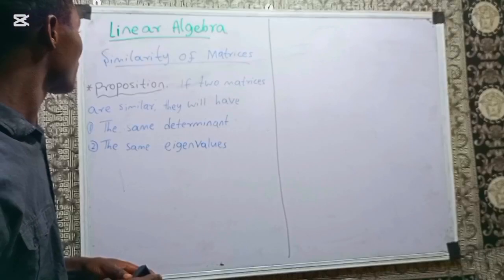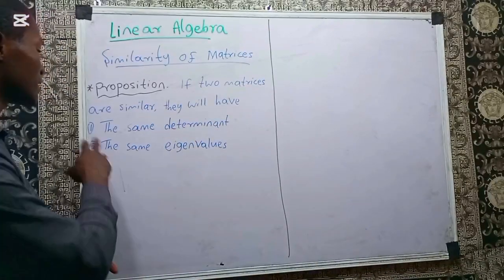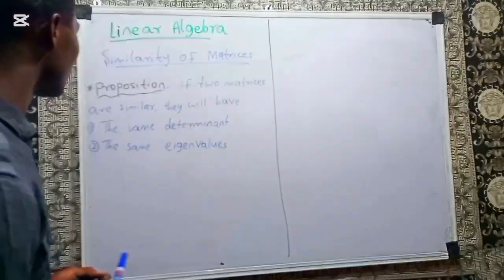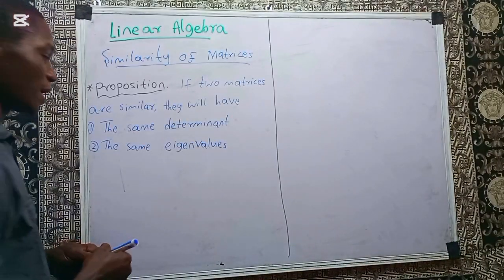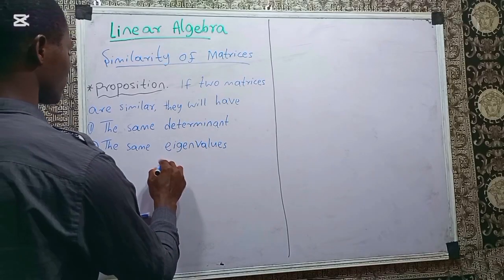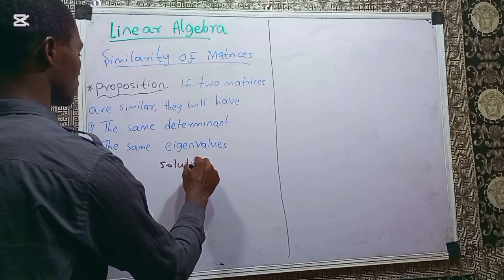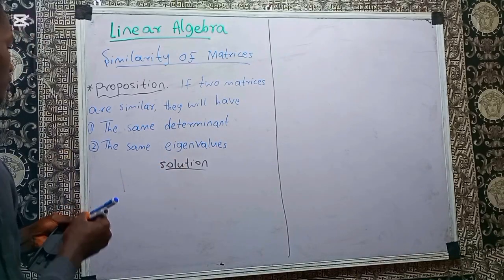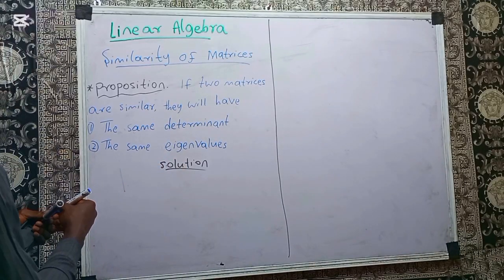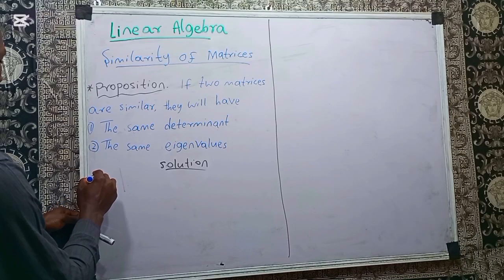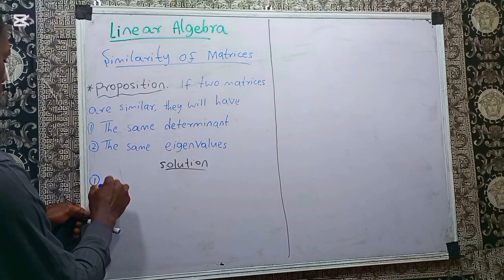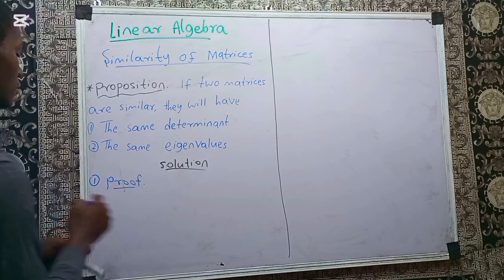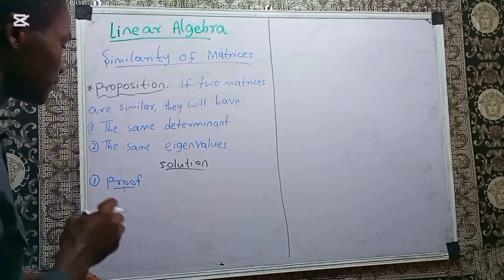They say that if two matrices are similar, they will have the same determinant and they will have the same eigenvalues. So we are going to prove each of them, right? So let's start. So let's prove each of the propositions. So let's start with the first proof, the first one. So we want to prove the first one, right?